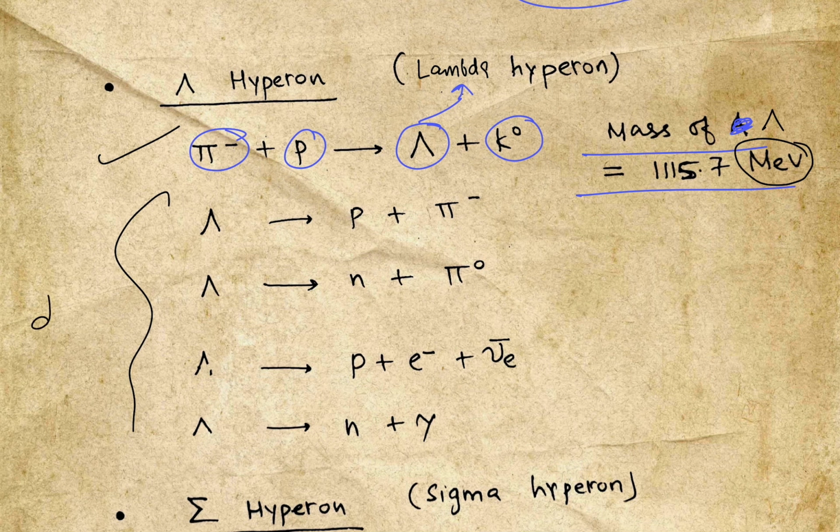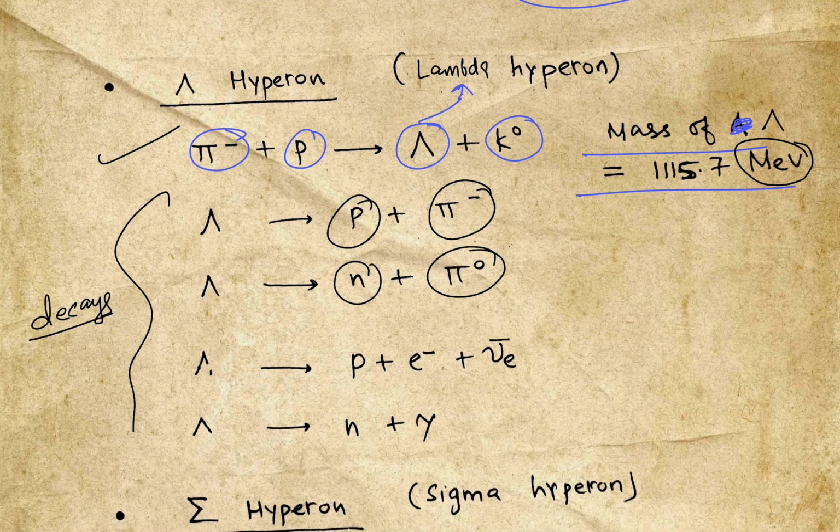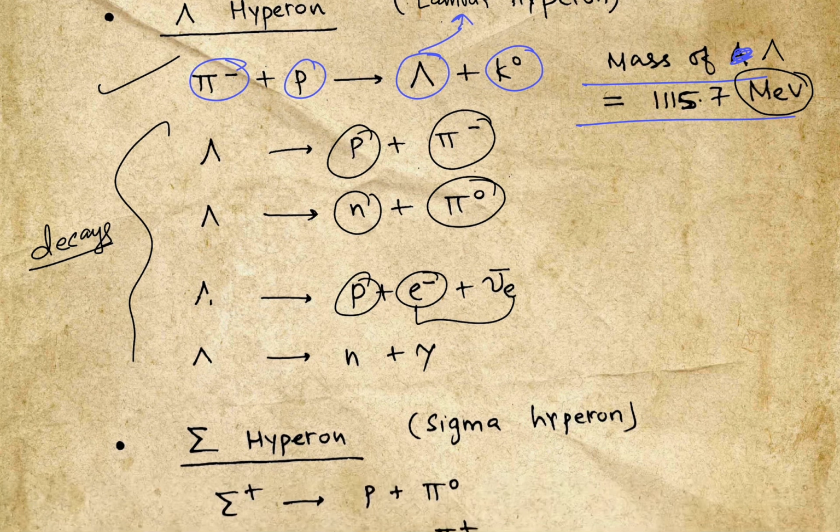Now these all are about decays. So lambda hyperon may decay into proton, then pi minus, or neutron, then pi 0. Just for the sake of conservation of charge, charge is being conserved each and everywhere. Then they can also form the proton and electron as well, but when they form the electron, they will have its counterpart, that is electron anti-neutrino. And this can also decay into neutron and just gamma radiation energy, whatever you want to call.